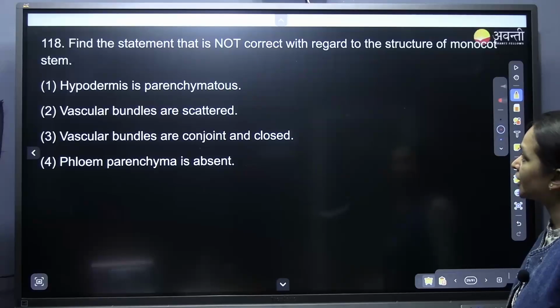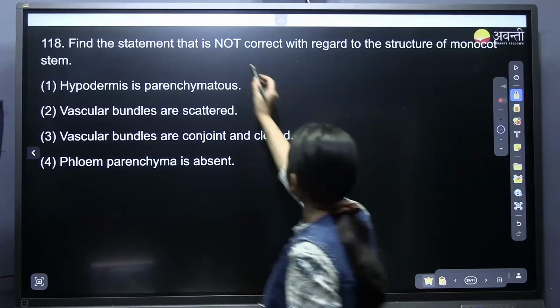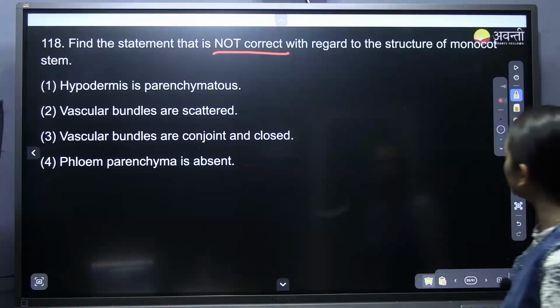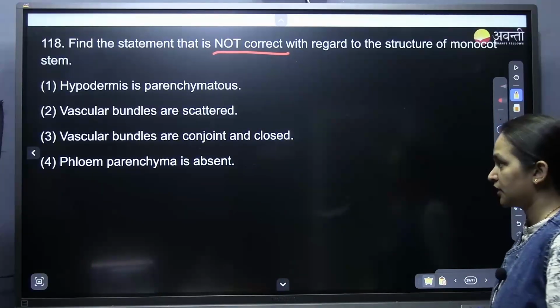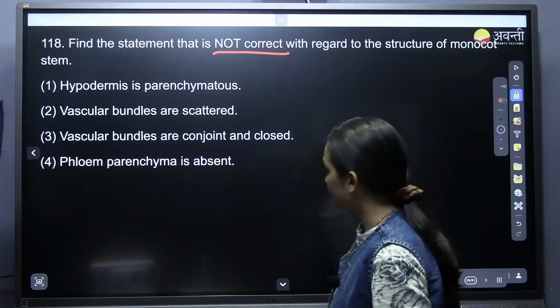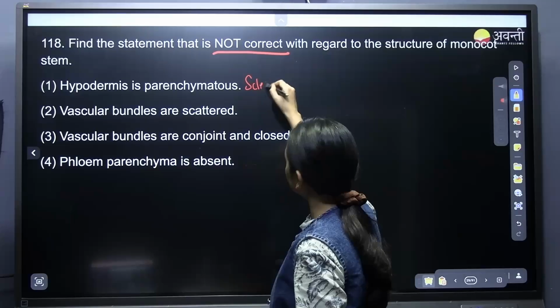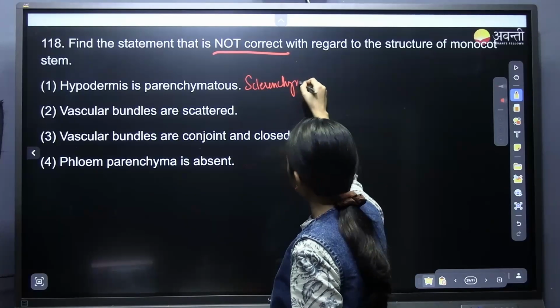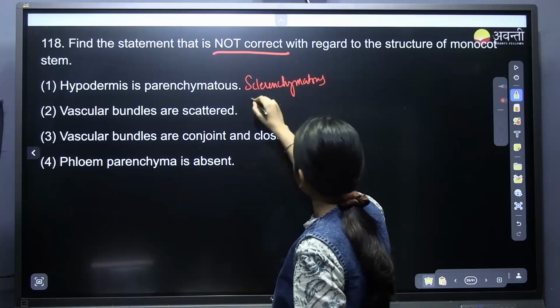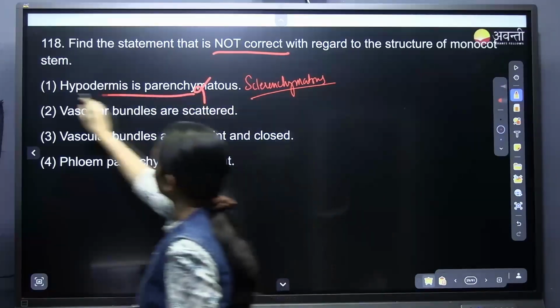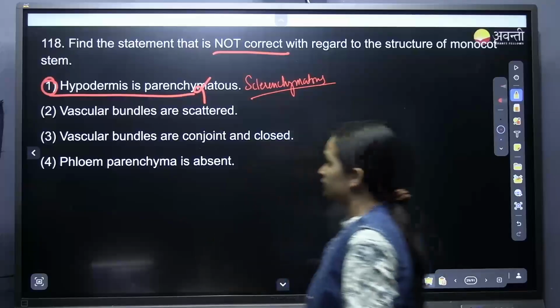Find the statement that is not correct with regard to the structure of monocot stem. Option 1: hypodermis is parenchymatous. Hypodermis is actually sclerenchymatous. Here this is wrong. So option 1 is the correct answer.